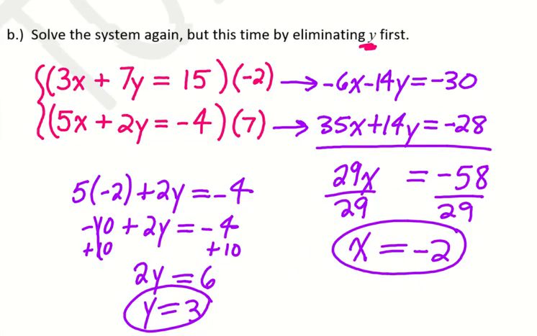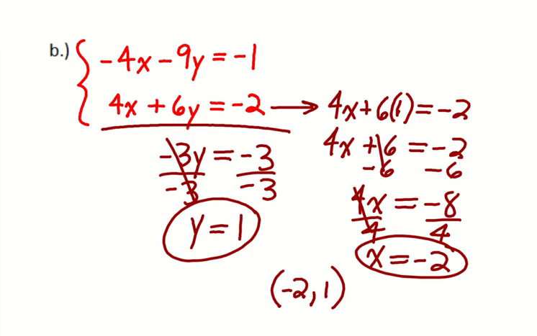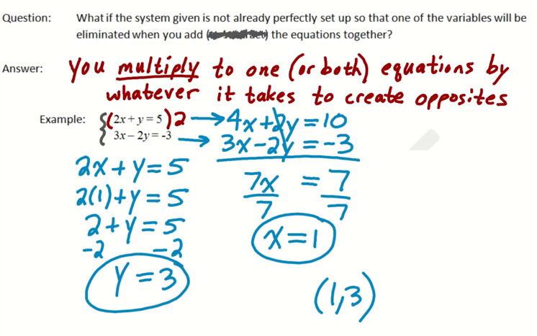So there's a lot of different ways to solve these things. But just to recap here, sometimes you already have opposites, like it's nice. Isn't this nice when you already have opposites right out of the gate? That's when you really want to pick the elimination method. Talk about being perfectly set up for elimination method.